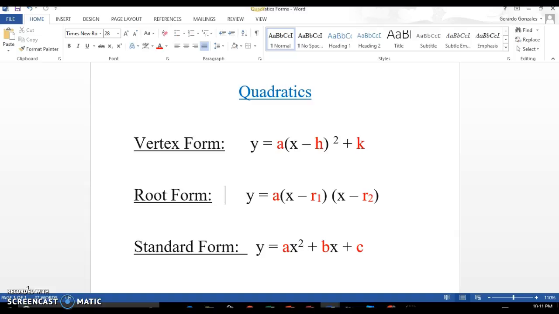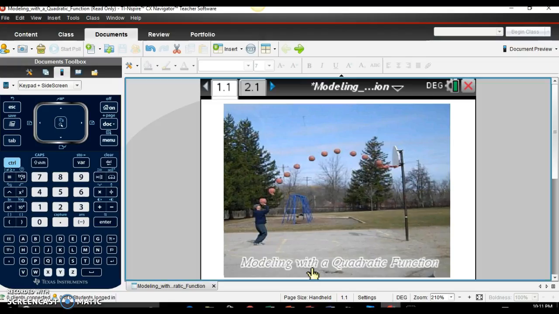These are the three forms of quadratic equations that we have been looking at: the vertex form, the root form, and the standard form. And we're going to see if the students can apply these equations to a real-life situation. Here we have a picture that I downloaded from a TNS file from Texas Instruments. And you can see the path of the ball. You can ask questions. Your engage part of the lesson is, what does this path of the ball look like?